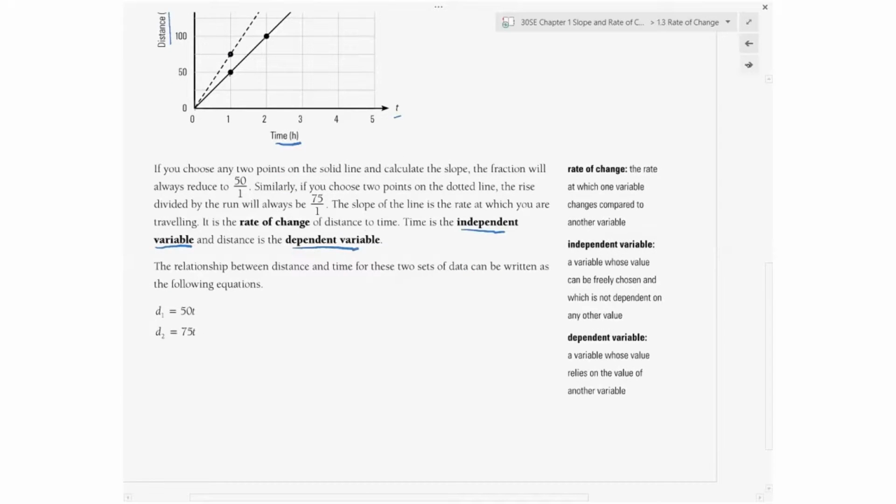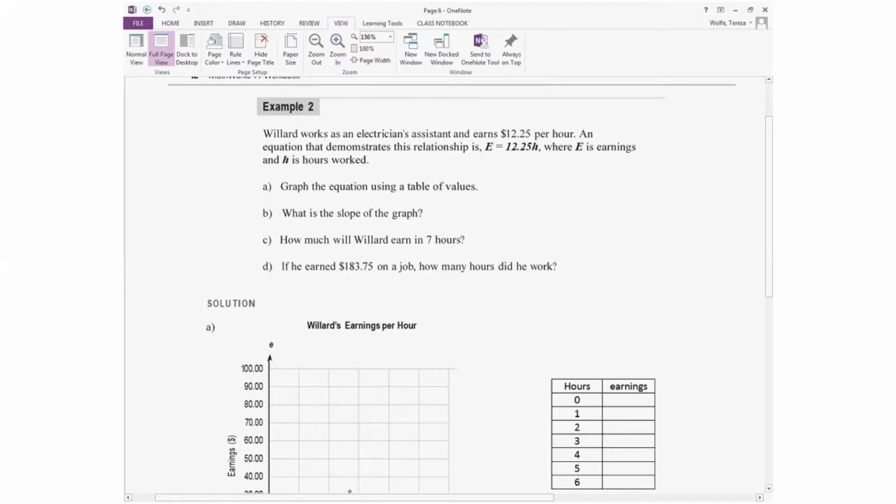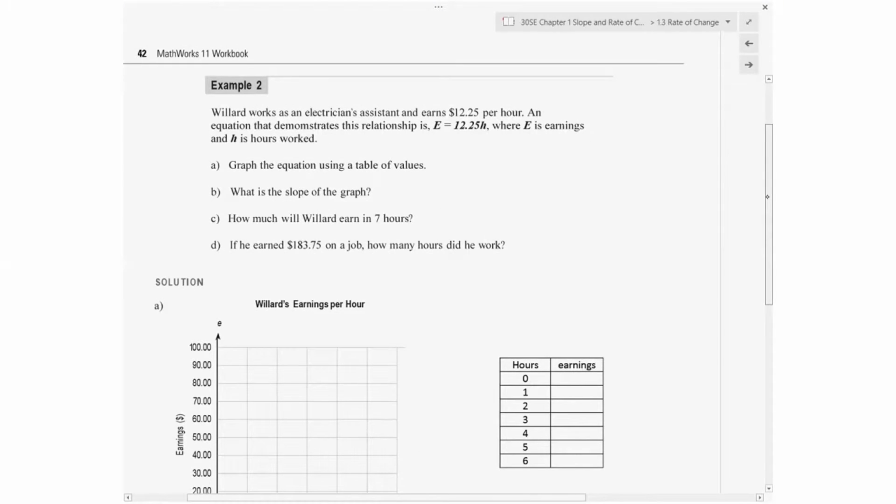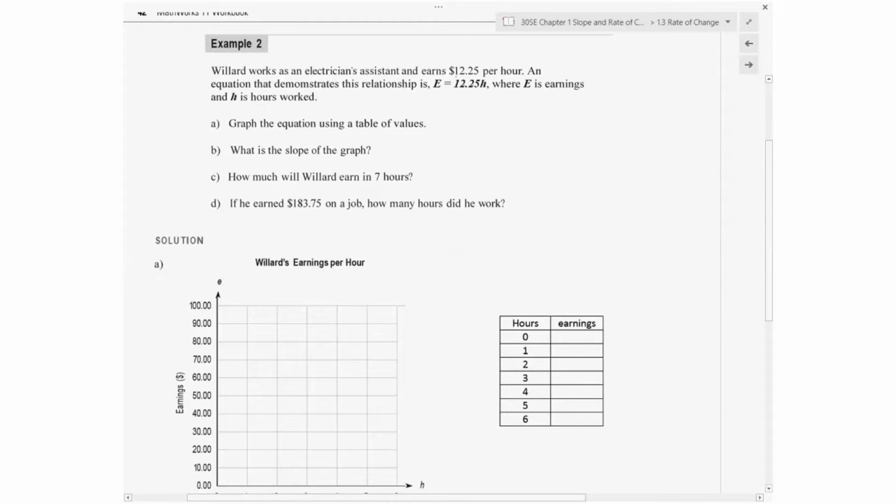Okay, so let's look at an actual example. Willard works as an electrician's assistant, and he earns $12.25 per hour. So this is a rate right here, $12.25 per 1 hour. An equation that demonstrates this relationship is E equals 12.25 times H, where E is the earnings and H is the hours worked. So we want to graph this equation using a table of values.